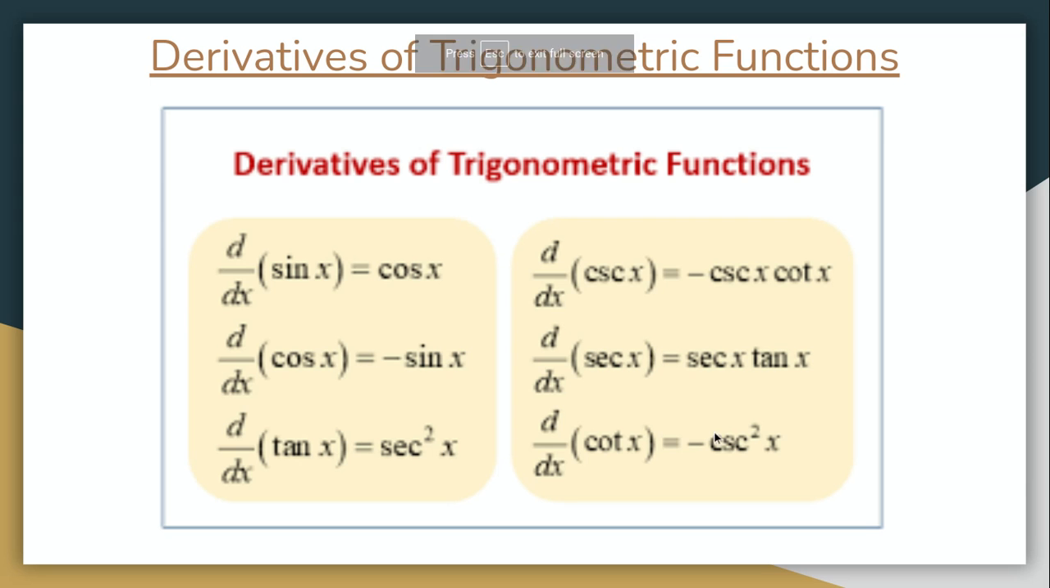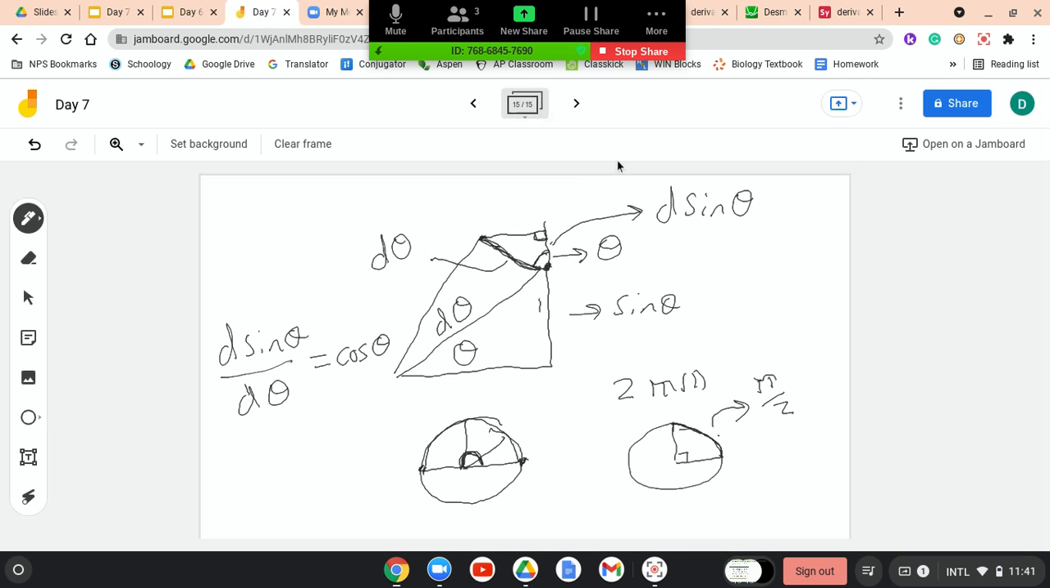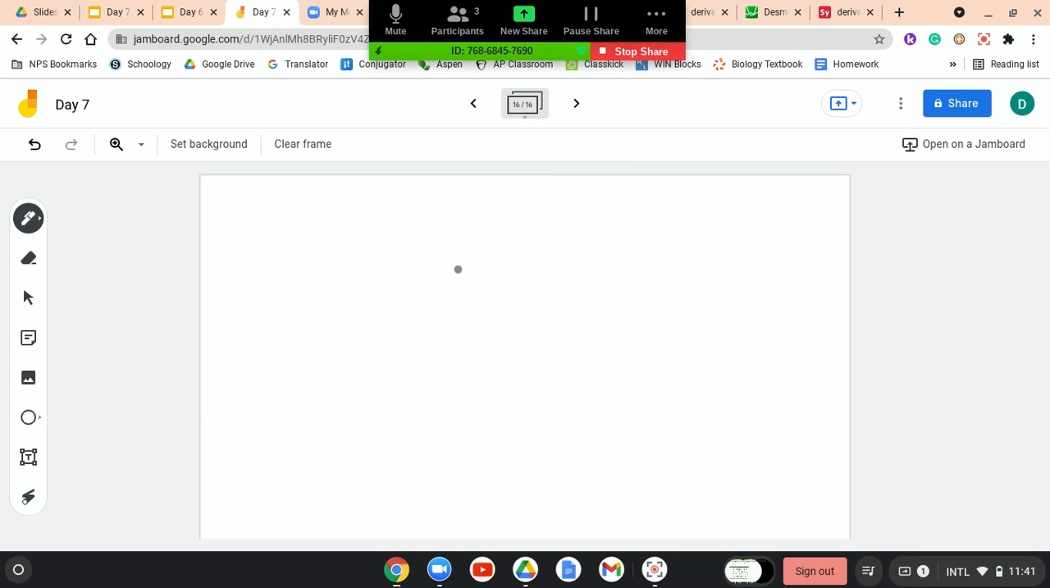So we don't have to go through the derivations of all the other trig functions, but I will show you how you would hypothetically go about them. It's actually a really simple thing to do. So let's go into Jamboard. All right. And let's start with tangent of x.